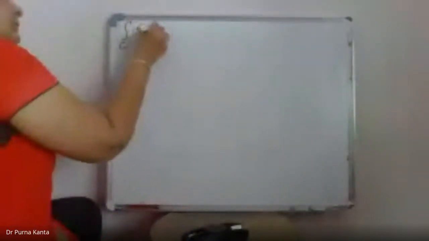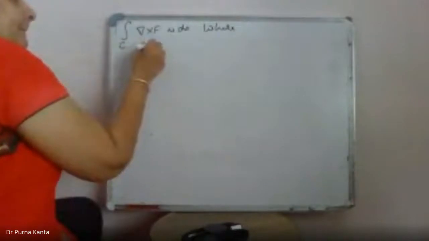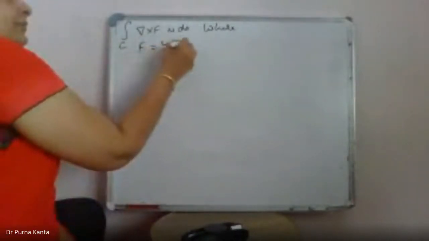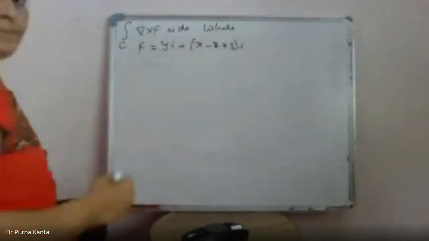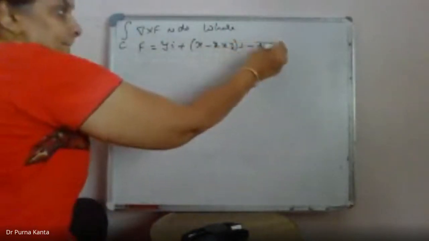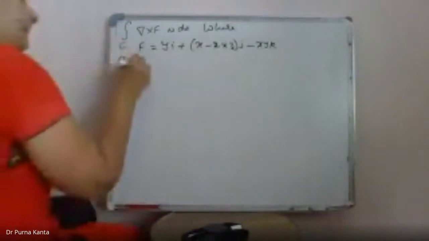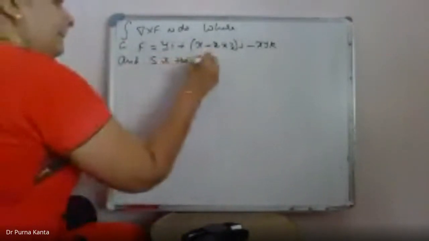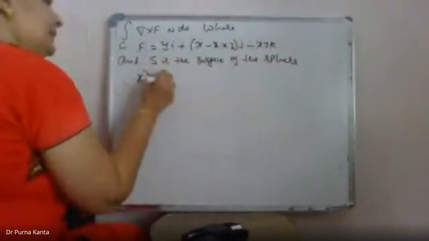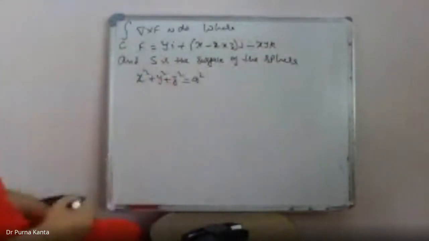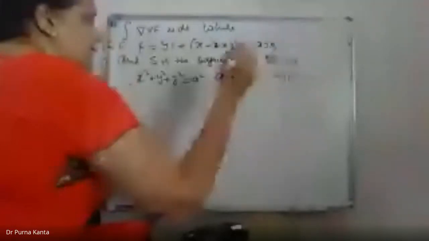Integral over S of curl f dot n ds, where f is equal to yi plus (x minus 2xz)j minus xyk, and S is the surface of the sphere x square plus y square plus z square is equal to a square above the xy plane.